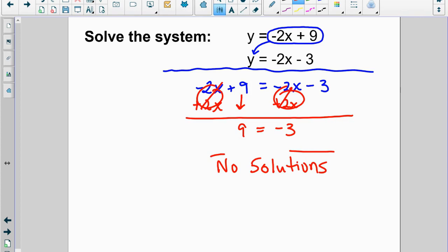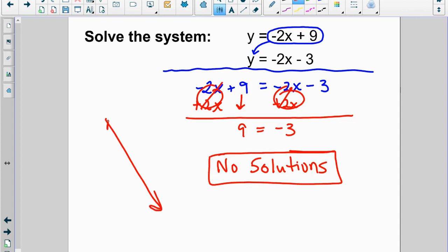In terms of what this would look like on the graph, this would be two parallel lines that have different y-intercepts and the same slopes, so they never intersect. Algebraically, this is what will happen, and we'll say no solutions. If we were classifying this system, we would classify this as an inconsistent system, inconsistent because there aren't any solutions.